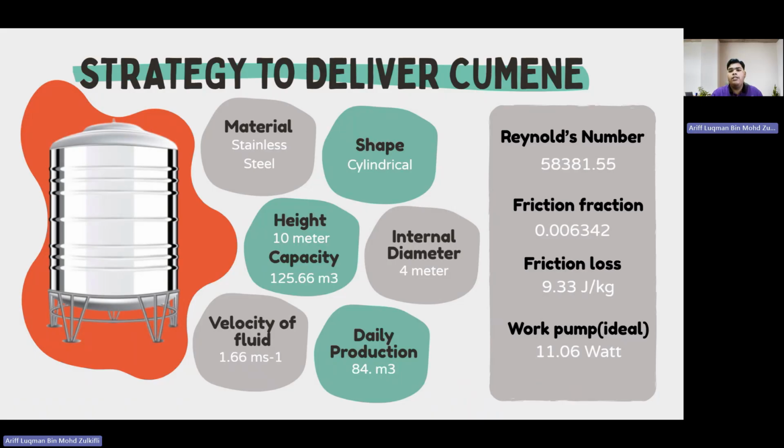Let's look at how to calculate the pump work. So first of all, we calculate the Reynolds number, which is 58381.55, with the friction factor that has been calculated, which is 0.006342. So we get the friction loss as 9.330 joule per kilogram. By using Bernoulli's equation, we get that the pump work is equal to the friction loss, because there is no pressure difference, no velocity difference, and no elevation difference. So by using the formula of power, we get the pump work, which is 11.06 watts.